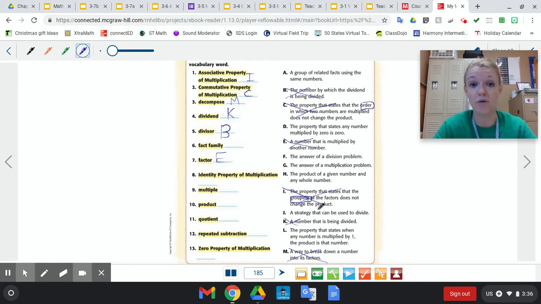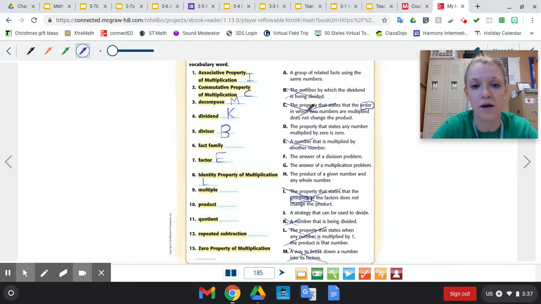And identity property of multiplication. Identity is when we multiply by 1. Very good. And look at this. My cursor was right down by it. The property that states when any number is multiplied by 1, that product is that number. Beautifulness. Letter L.